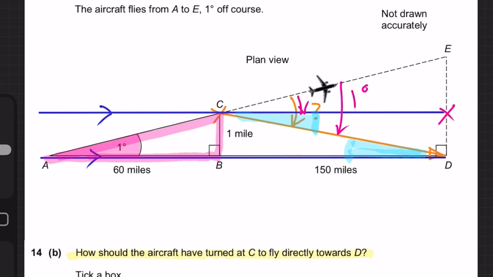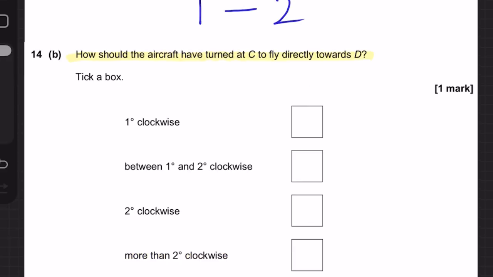And now we must know that this angle here, the amount that it must turn, has to be 1 degree here and something that is less than 1 degree. In other words, it has to be bigger than 1 degree, but a bit less than 2 from the diagram. And so we would tick this one.